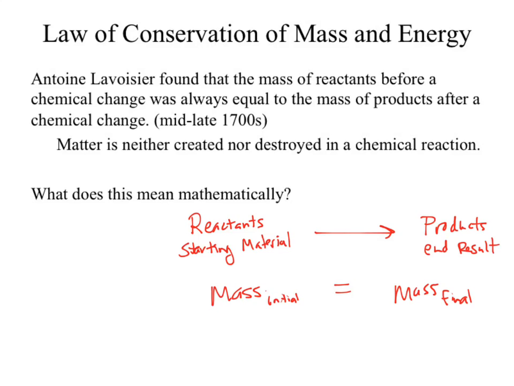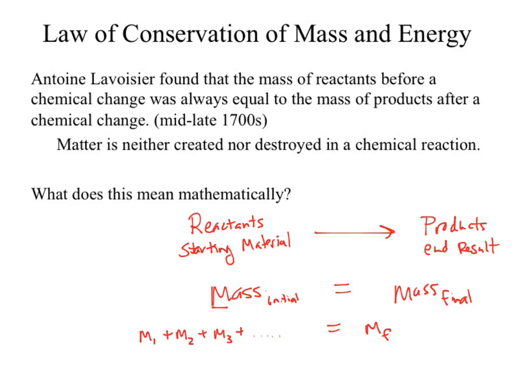What if initially my mass is spread across 6 or 7 different things? What would my mass initial be? Well, it would be the mass, which I'll abbreviate just as M, the mass of item number 1, plus the mass of item number 2, plus the mass of item number 3, and so on. If all of those came together to make our mass final, then that has to be equal to our final mass.